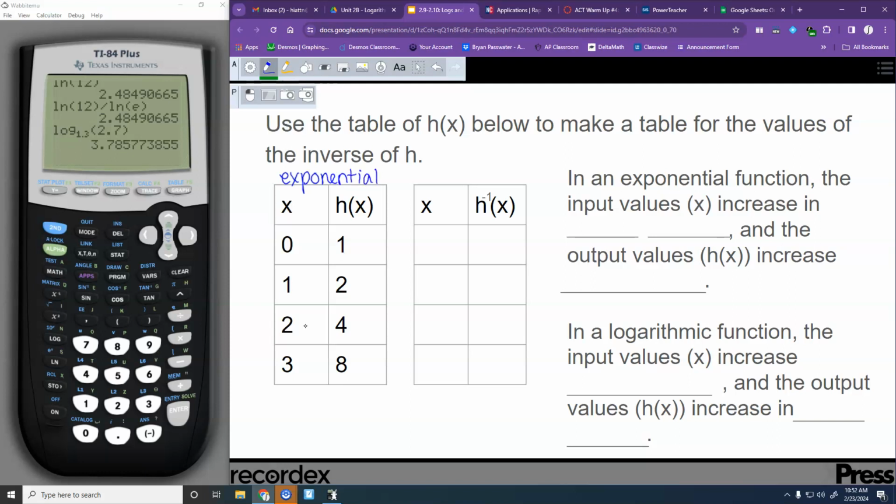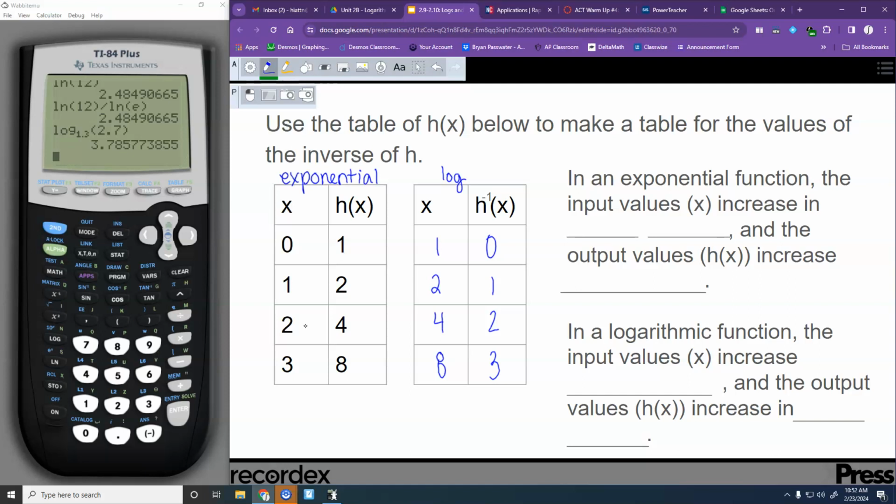Okay, so the inverse would be a log, right? So if I want to make a table for my inverse, what would I do with those? Just flip the columns, right? So 1, 2, 4, 8, and 0, 1, 2, 3. So this is going to be a new type of question they might give to you in a table, right?